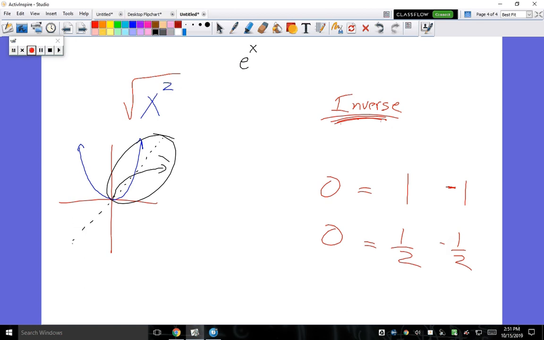So what if I have this, and I told you to solve for x? What could I do? Okay, so something a little bit different. Natural log both sides. What happens to these two things?